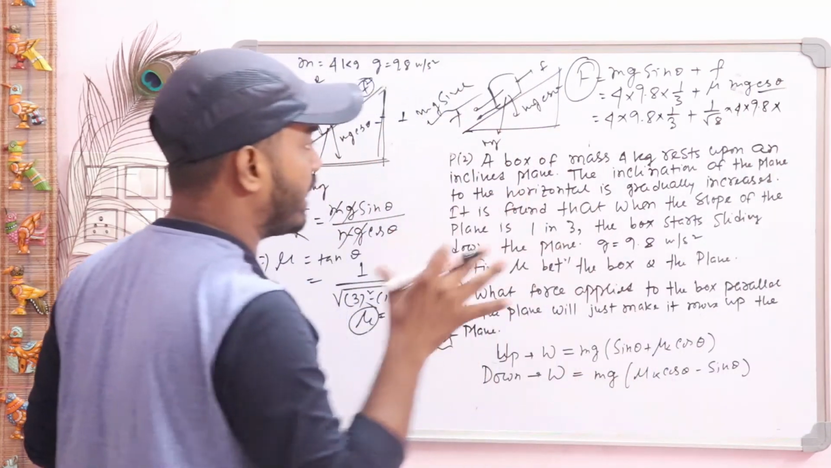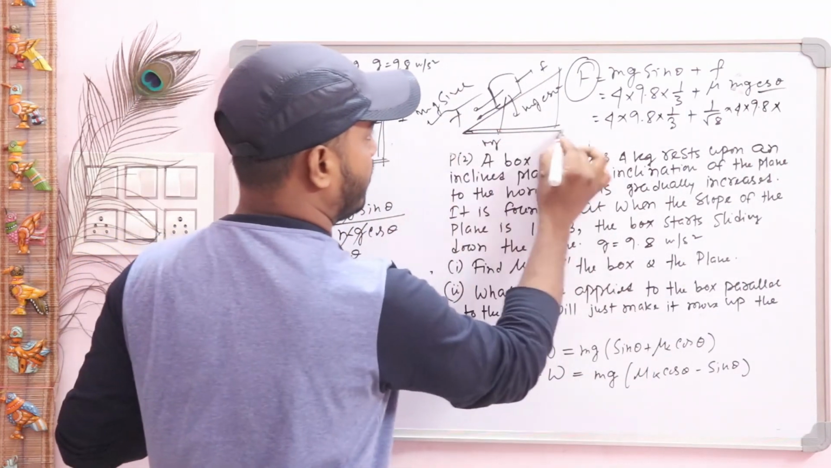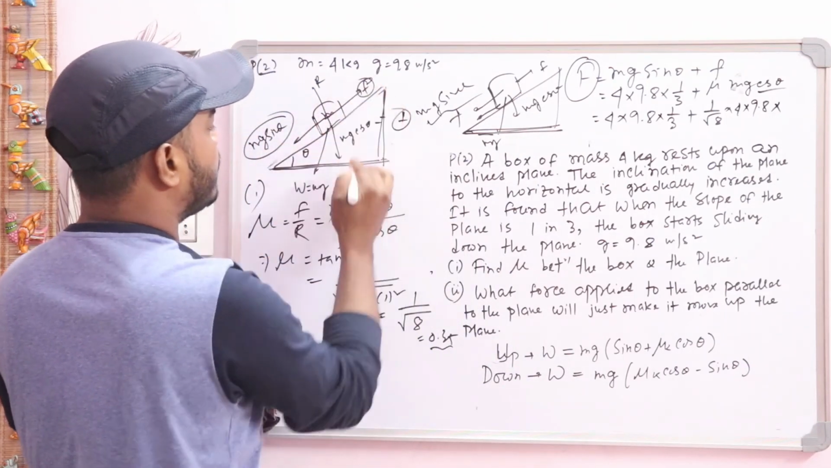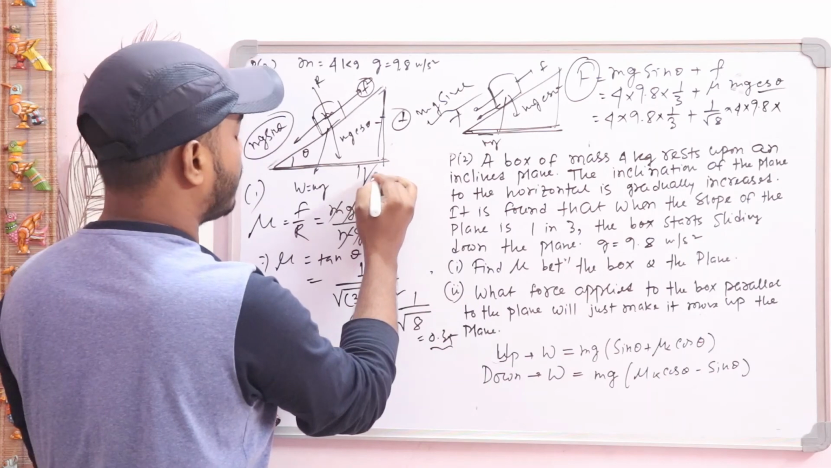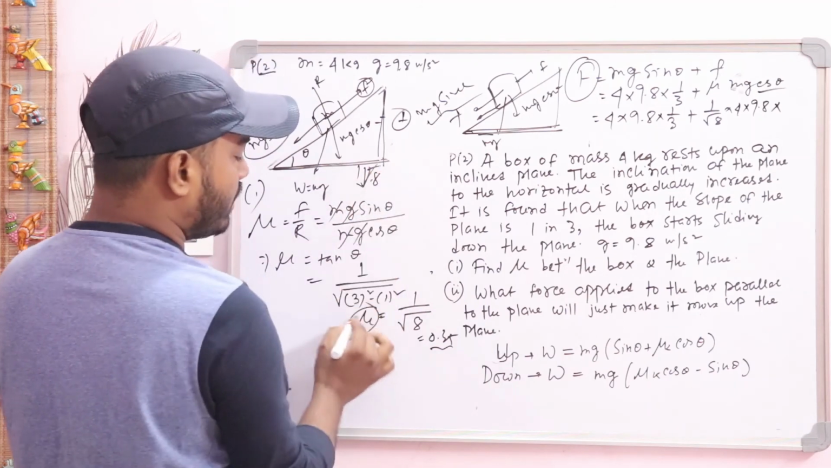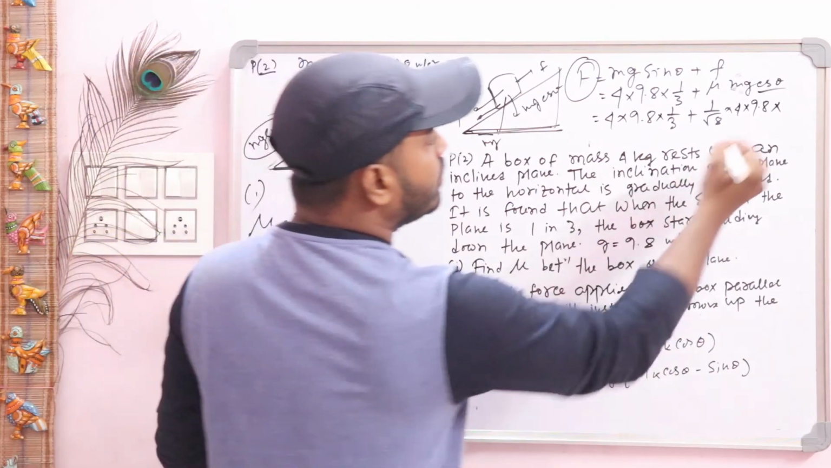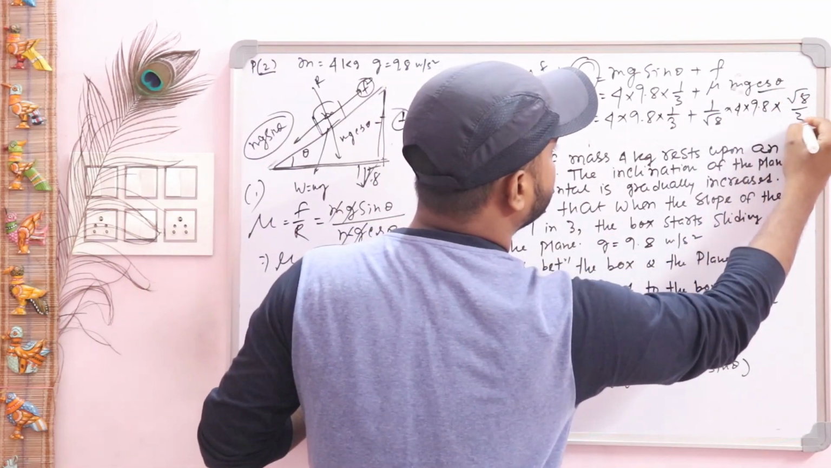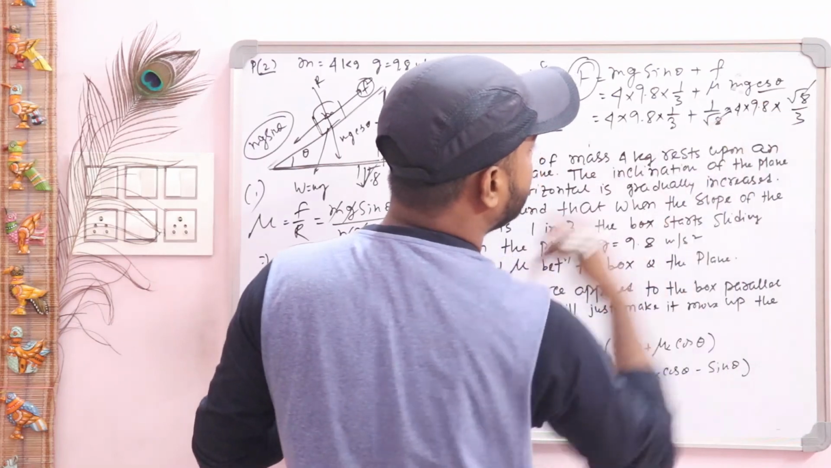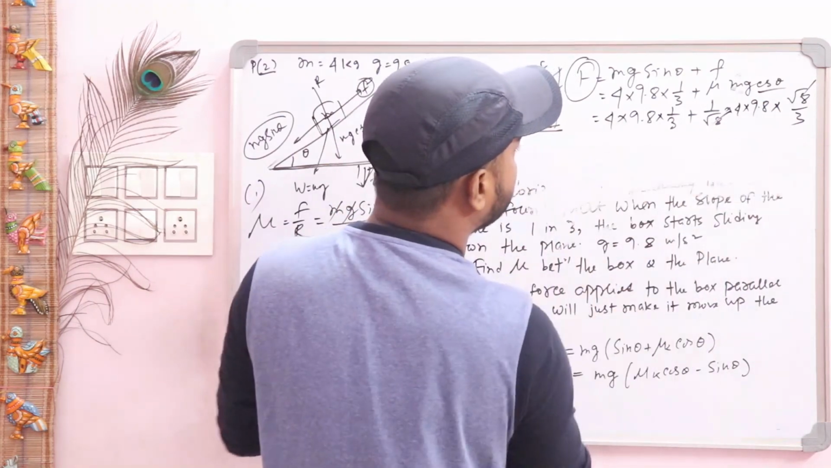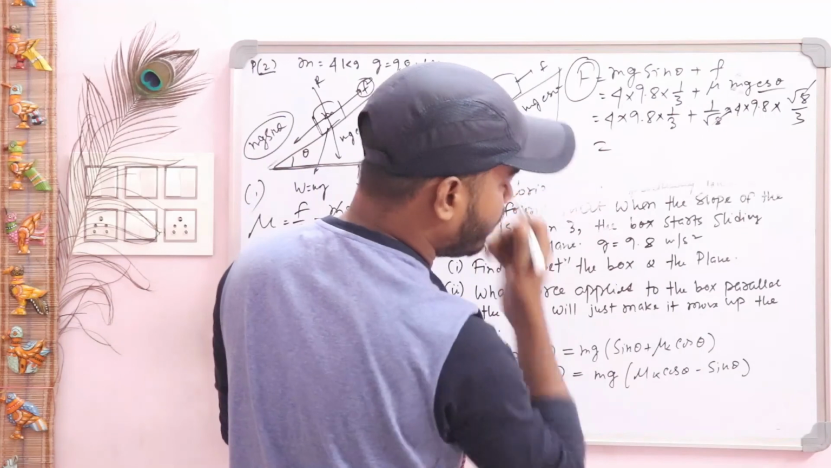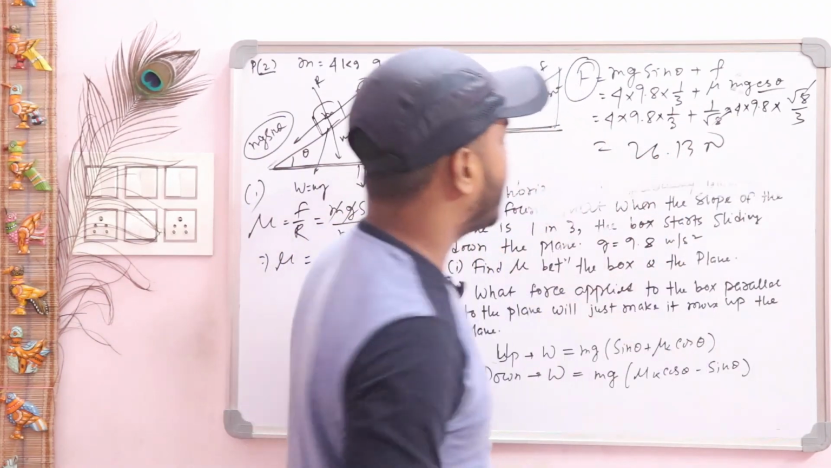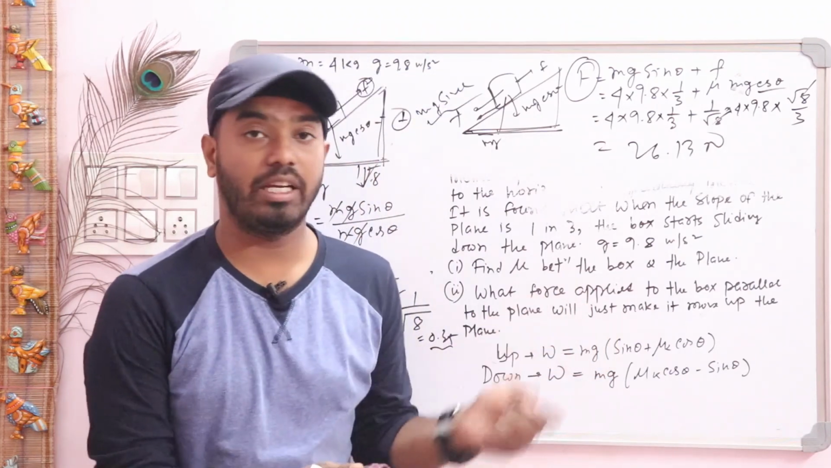Cos means base by hypotenuse. Here this is the base, and we already found this value, the hypotenuse is 3, so the base is root 8. We calculated that here. So cos theta is base by hypotenuse, that is root 8 by 3. Root 8 cancels out, and by solving this, the answer will be 26.13 Newton. So this is the answer for our second problem.